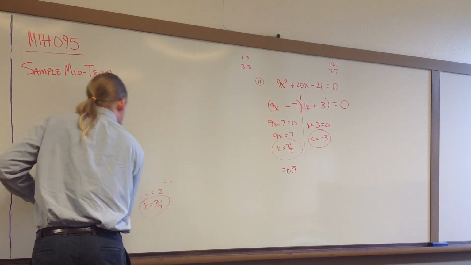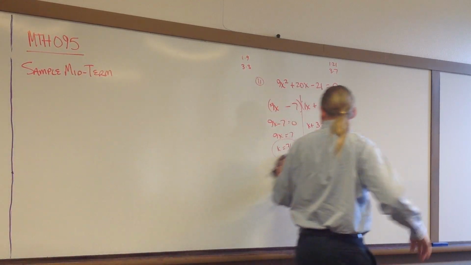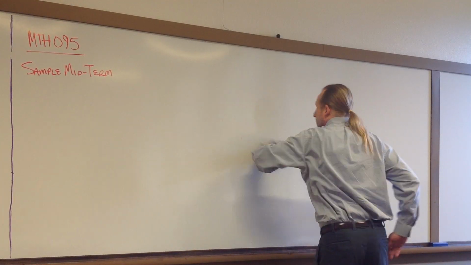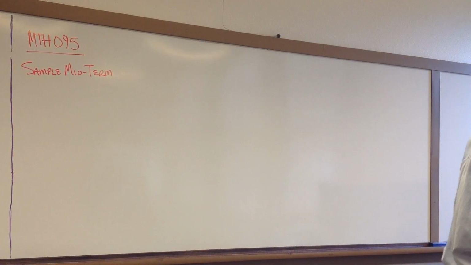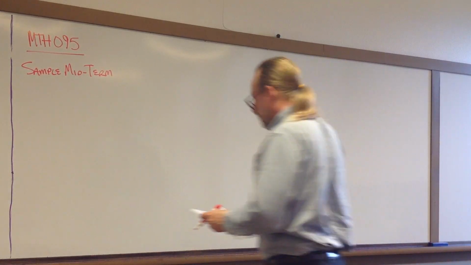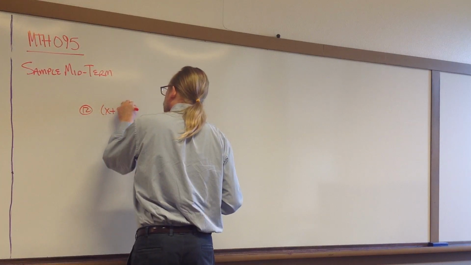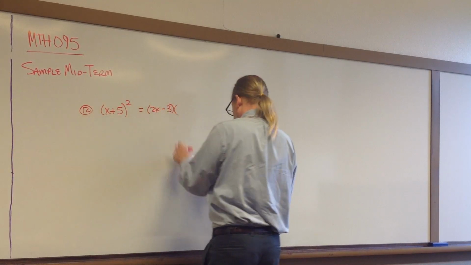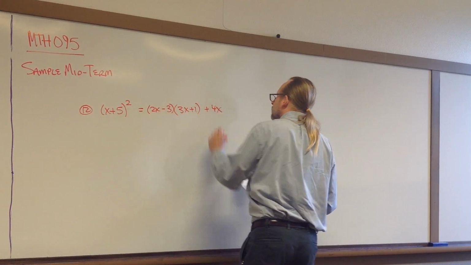Now problem 12 is pretty challenging. That's why it's worth more points, and there's quite a bit of work involved in getting this into standard form. So let's take a look at how this one works. Okay, so number 12: x plus 5 squared equals 2x minus 3 times 3x plus 1 plus 4x.